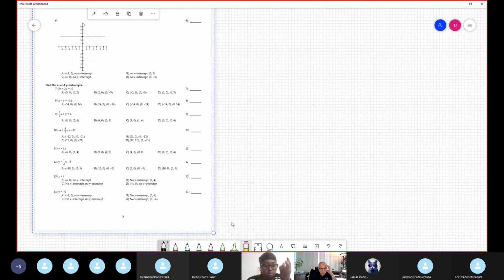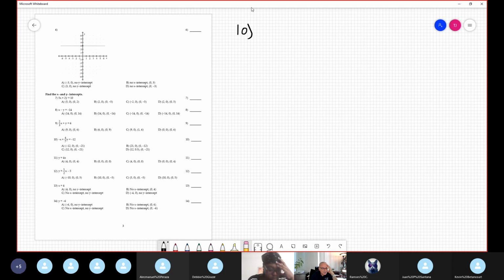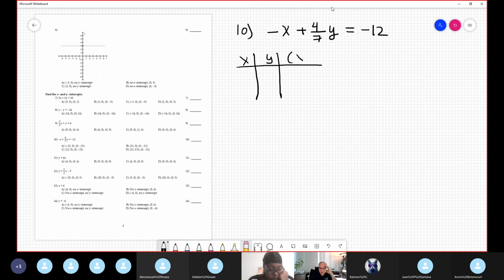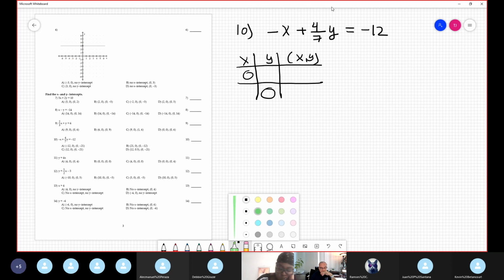Number 10, let me copy the equation: negative x plus 4 over 7 y equals negative 12. Okay, so I highly recommend organizing using the table. And you declare 0 in x and 0 in y. Come on, let's do it. What do you consider better? What do you consider the correct answer? Number 10, A, B, C, or D?